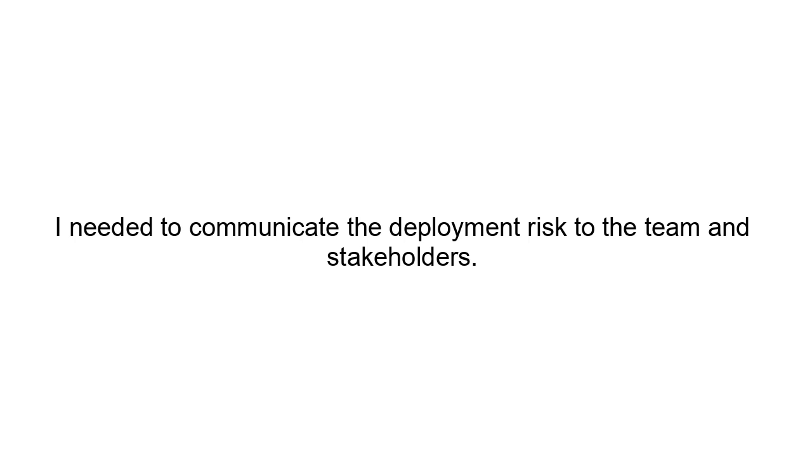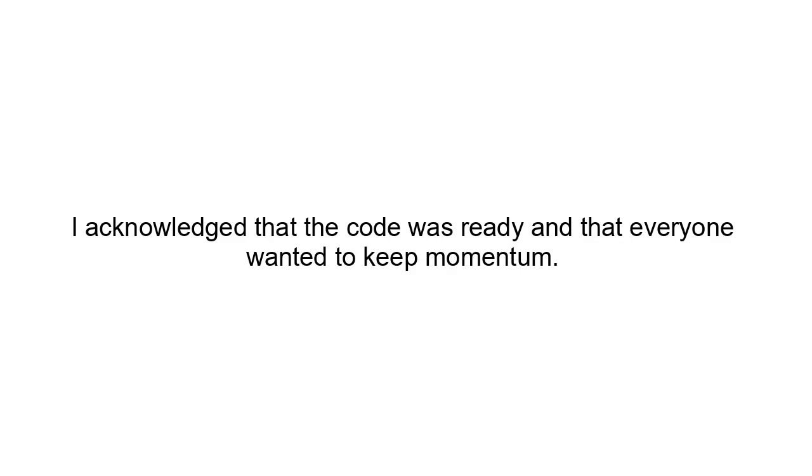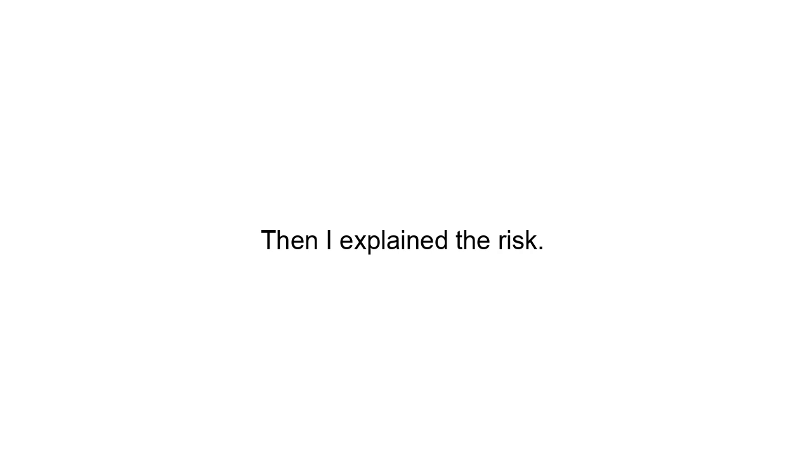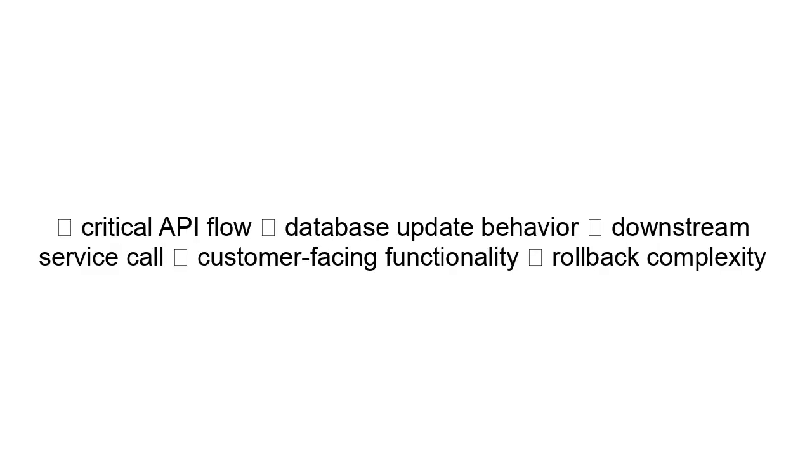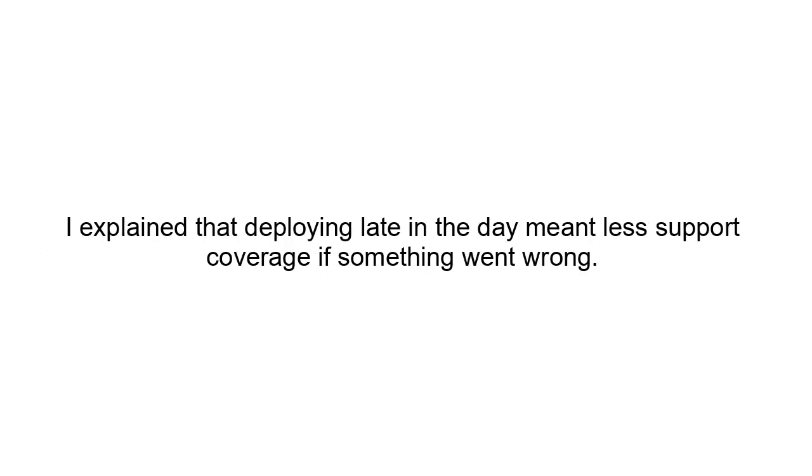Task. I needed to communicate the deployment risk to the team and stakeholders. Action. I acknowledged that the code was ready and that everyone wanted to keep momentum. Then I explained the risk. The change affected critical API flow, database update behavior, downstream service call, customer-facing functionality, rollback complexity. I explained that deploying late in the day meant less support coverage if something went wrong.